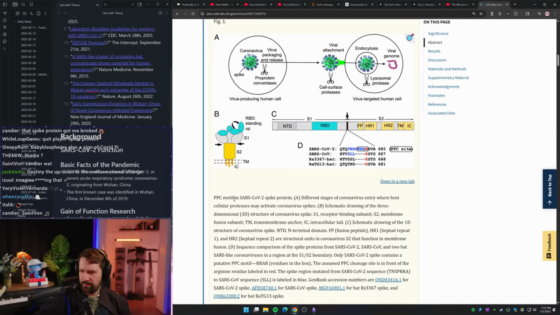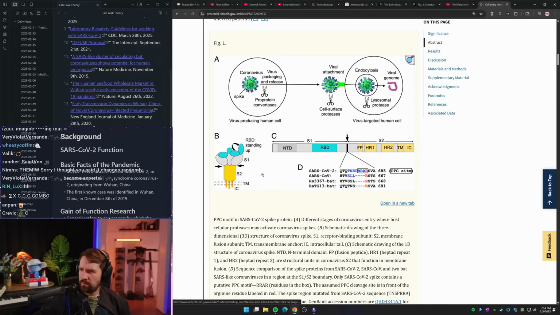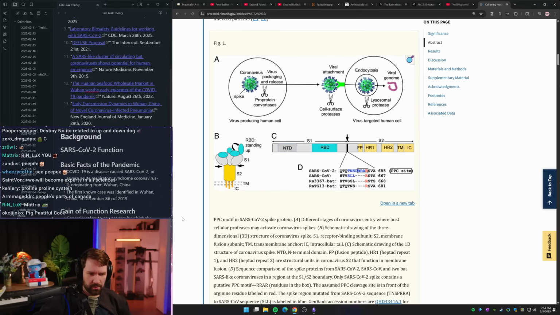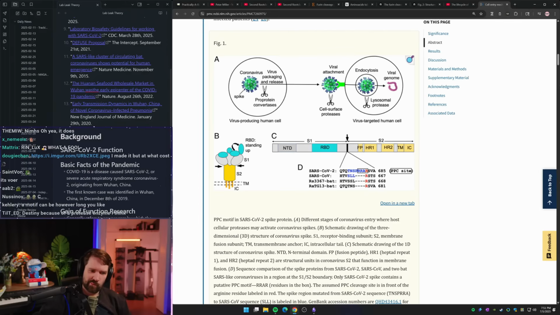PPC motif. What does PPC mean? In the SARS-CoV-2 spike protein, the PPC site. The proline site. Oh, is it just 3 amino acids? Aren't they supposed to be 4 at a time? Okay, whatever.